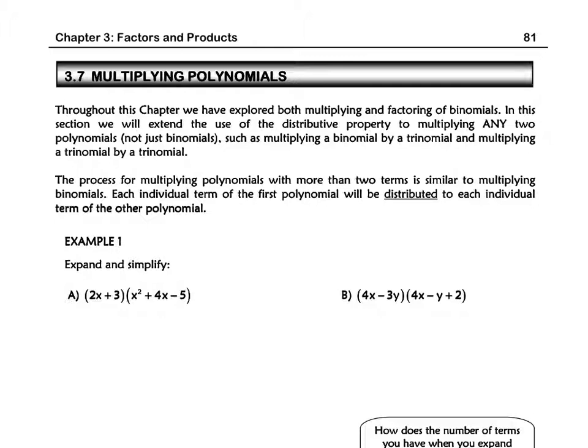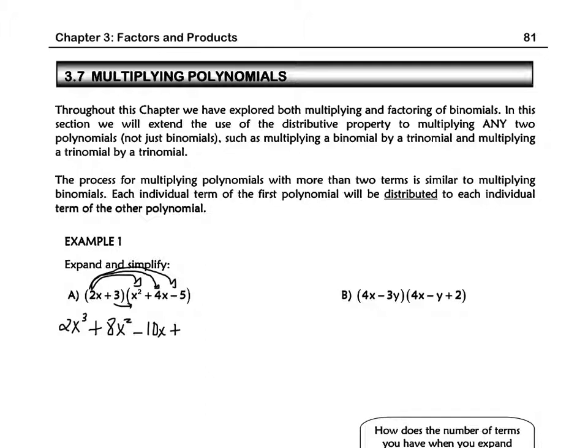So the first example, we have 2x times x squared. That's going to give you 2x cubed, and you don't have to keep drawing these arrows in. I'm just drawing them to help you see what I'm doing. So 2x times 4x is going to give you 8x squared. And then the 2x gets multiplied by the negative 5, which is going to give you minus 10x. And then we move to the 3 and distribute the 3.